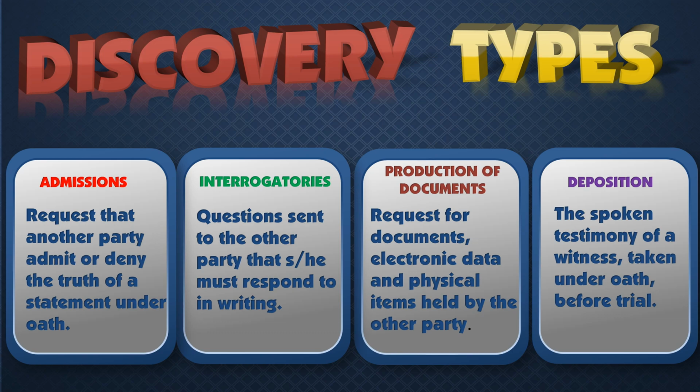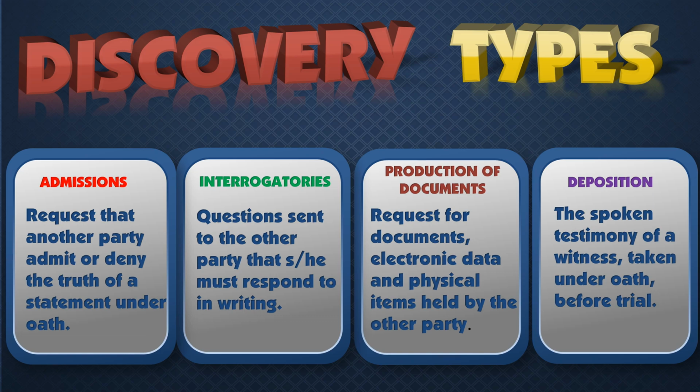Now, there are numerous tools a litigant can use to obtain information from the other side or discovery. The four you see here: admissions, interrogatories, production of documents, deposition, are the ones that we attorneys mostly use. There are others, but these are the ones that we mostly use. So let's look at these. Admissions is a request that another party admit or deny the truth of a statement under oath. Now, this is in writing.